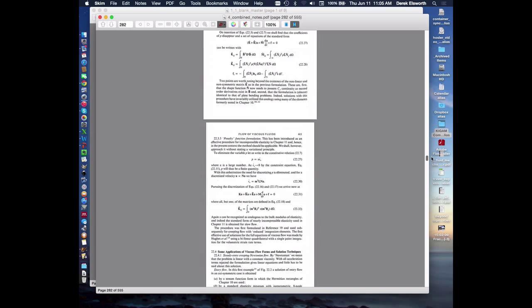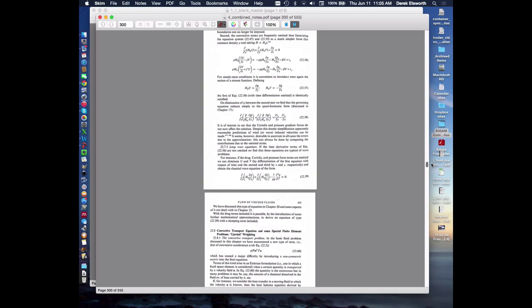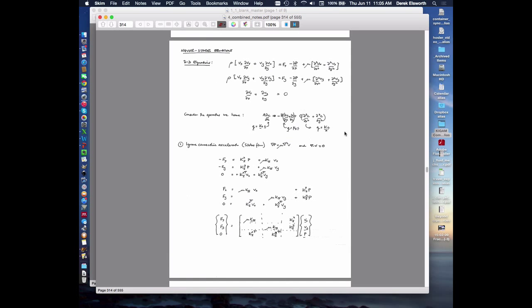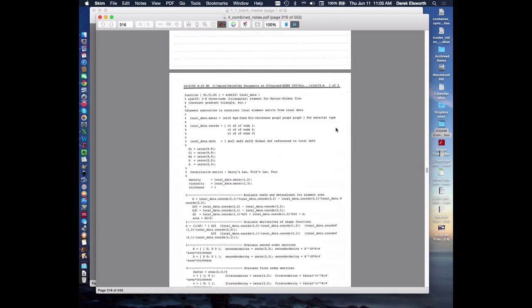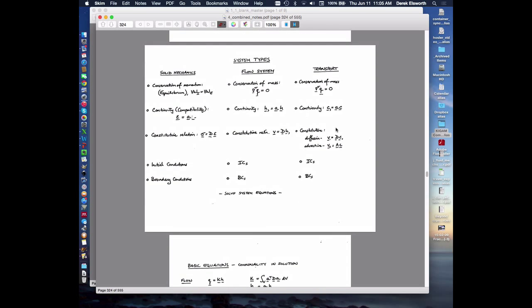Momentum transport is after that. Yeah, I'm not going to talk about Navier-Stokes, but I think this is useful. Yeah, this one. Okay. So I will use that.